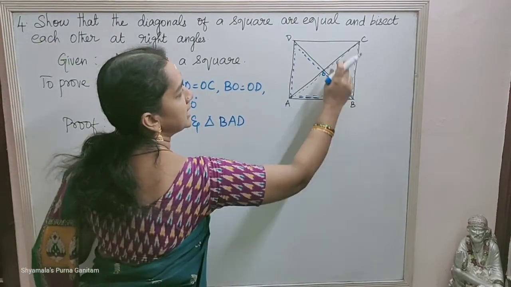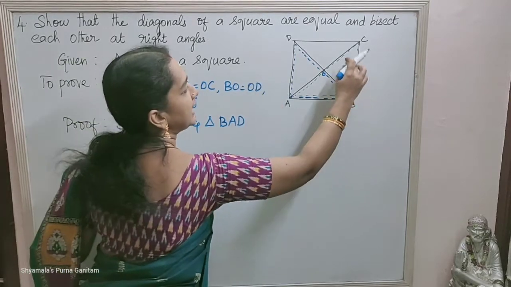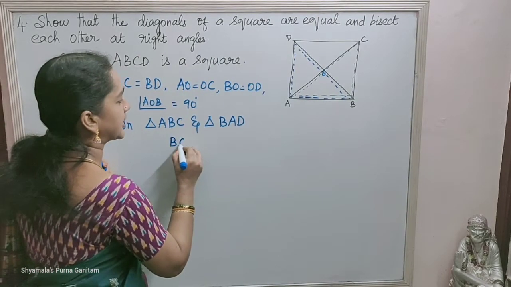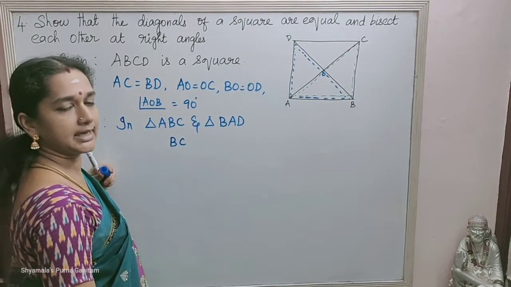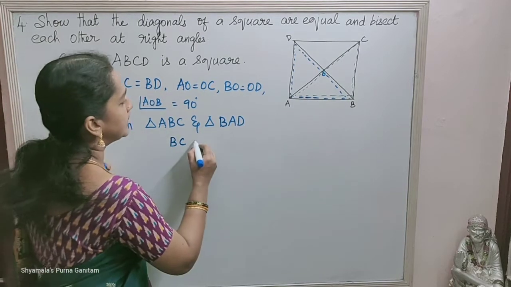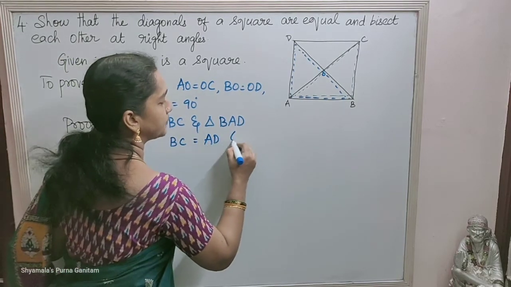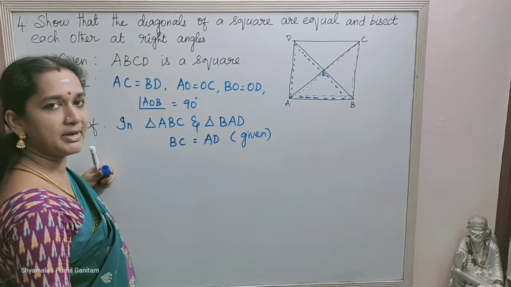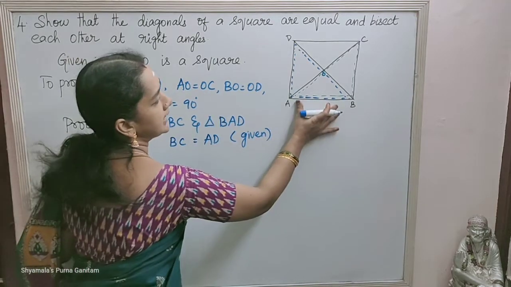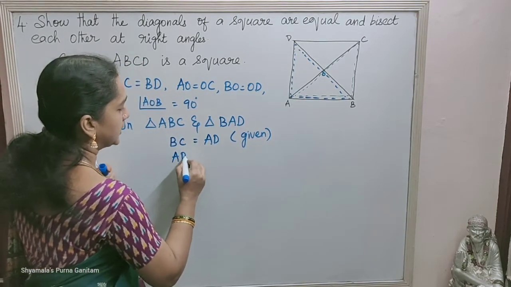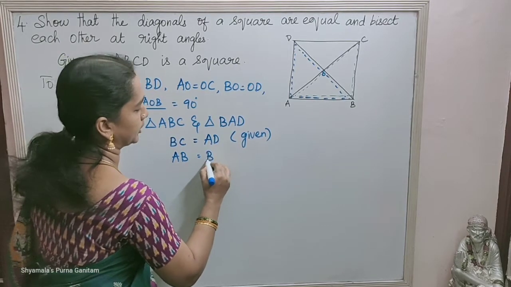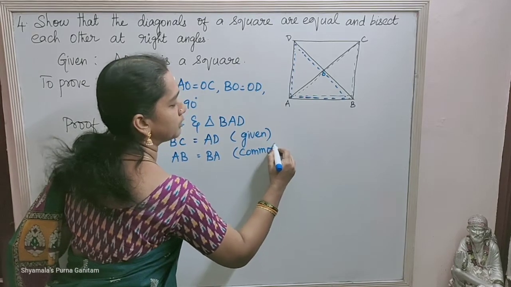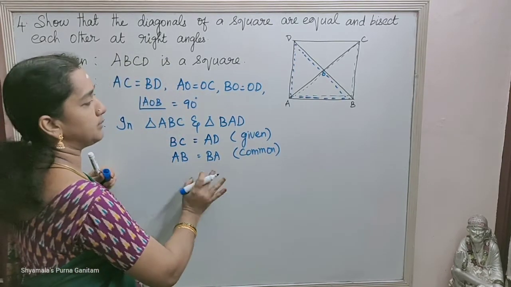So, in triangle ABC and triangle BAD, BC is equal to AD. They are the sides of the square, and all the sides of the square are equal in length. So, BC is equal to AD. This is given, since it is a square. That is one thing. Then, AB is common to both the triangles. So, AB is equal to BA.